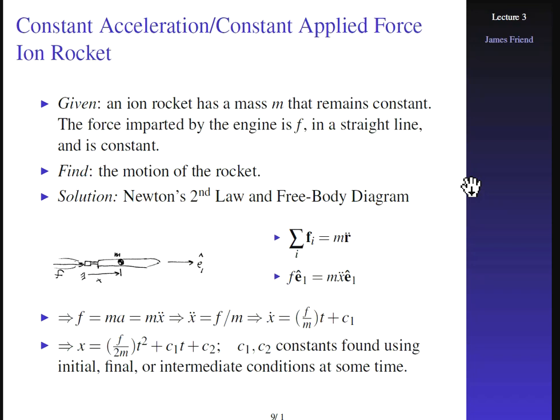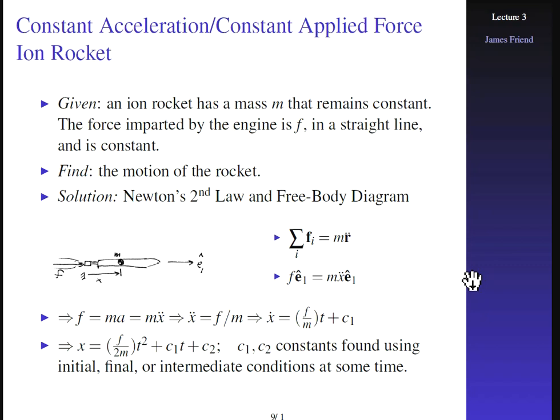Let's look at an example or two. Constant acceleration or a constant applied force: an ion rocket, say. Suppose we have this rocket down here that's badly drawn, and the ion rocket has a mass m that, for argument's sake, remains constant. This is true for ion rockets. If you don't know what ion rockets are, give a look at Wikipedia. There's quite a bit of interesting information about them. The force imparted by the engine is F in a straight line and is constant here.